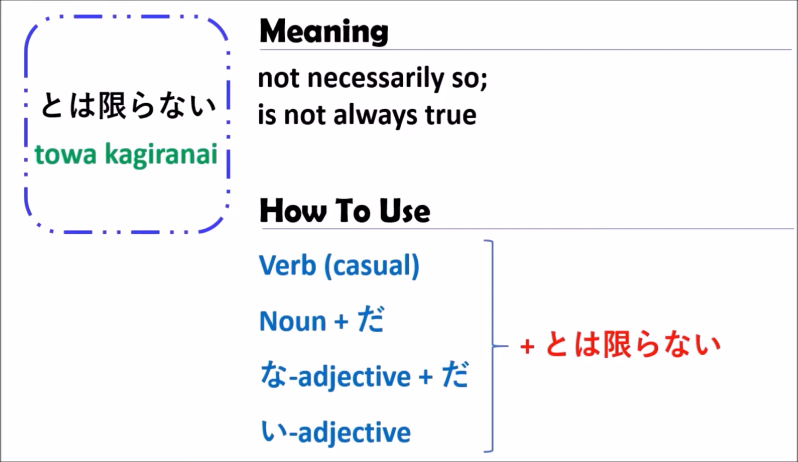And when you use the noun adjective, it's just the same as using a noun, right? That means after the noun adjective, you also have to follow by da, and after that followed by TOWAKAGIRANAI. When you use the adjective, you don't need to change anything. You just use it that way, and after that followed by TOWAKAGIRANAI.